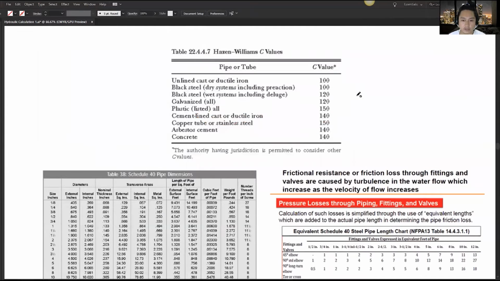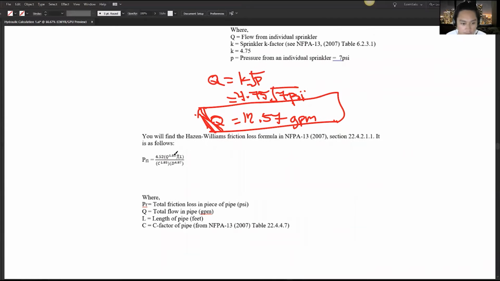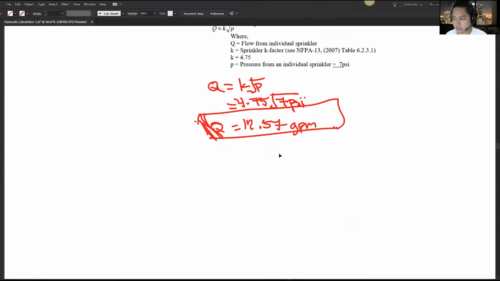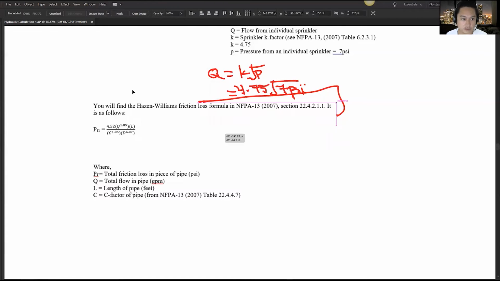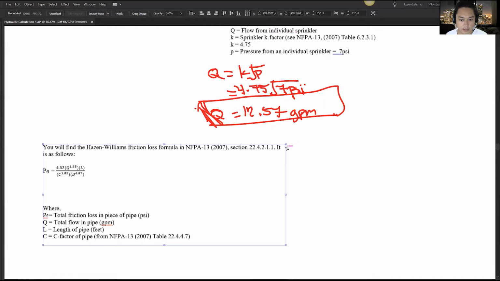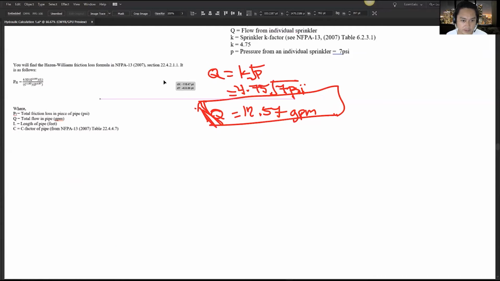This is one of our assumptions as well. It's not given in the problem, but we will have to assume, as of now, that the pipe we are using for the system is galvanized, so that's a C value of 120. Now, if we plug in this equation, I'm just going to remove this one, and place that here so that we have some space.